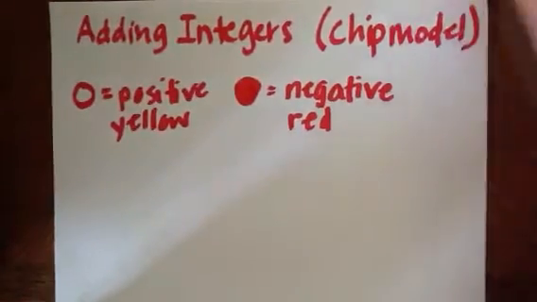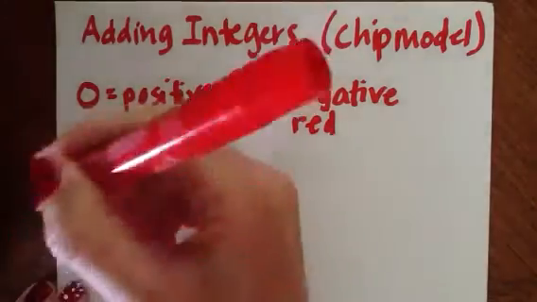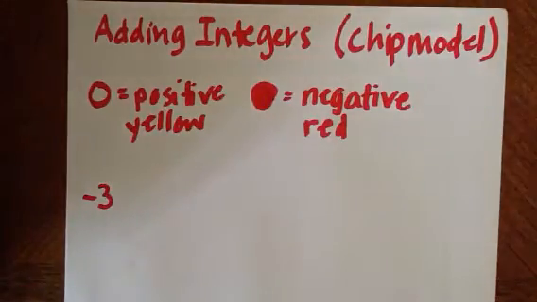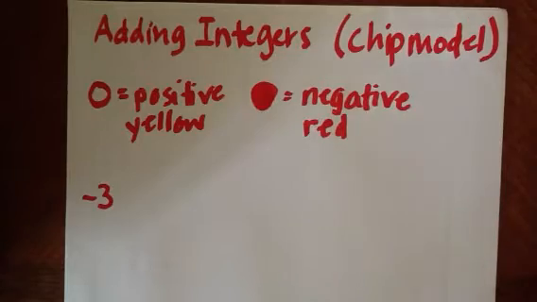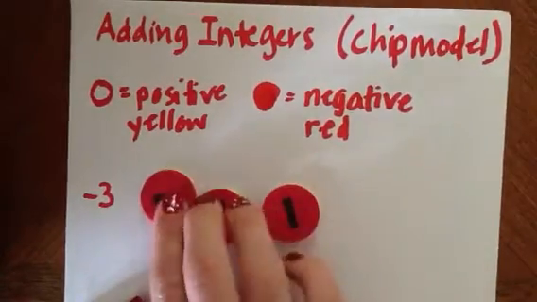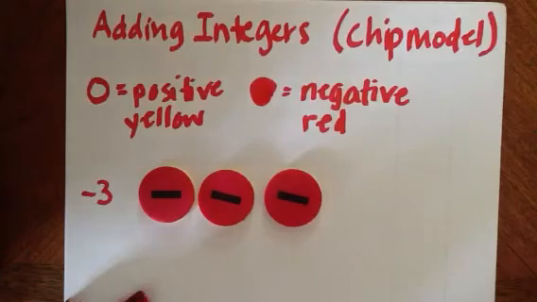So let's go ahead and try some examples so we can get used to this concept. I would like you to, with your chips, represent -3. Go ahead and pause the video and represent that on your own, and then you can play it to see if you got it correct. So you should have come up with -3. 3 red chips represent -3.